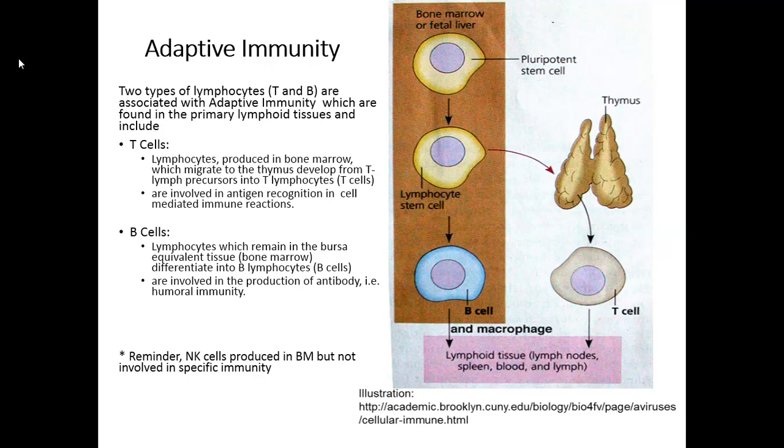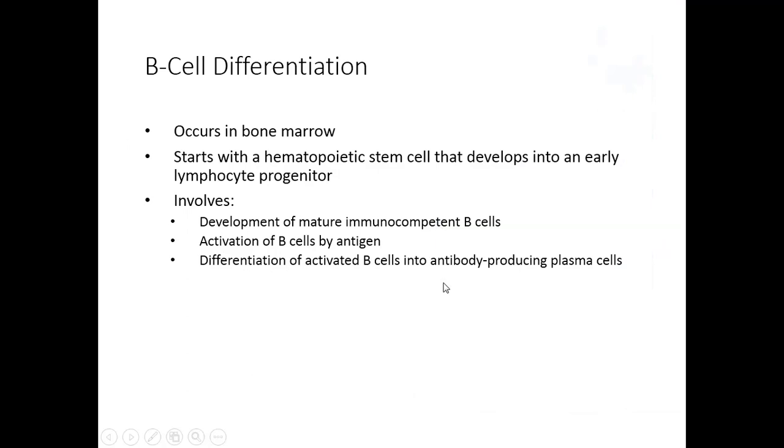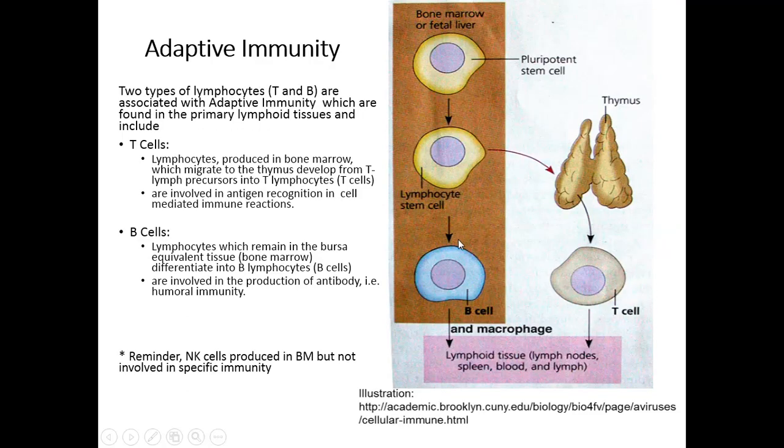This slide is just a quick review of what we saw the other day, and we're looking at this portion of it, the B cells. B cells are the lymphocytes that remain in the bursa equivalent of the bone marrow that are going to differentiate into B cells. So in the bone marrow, pluripotential or hematopoietic stem cells develop into the common lymphoid precursor, which develops into B cells. Remember, in the bone marrow we can also look at natural killer cells, but we're not talking about that today. Why? That's specific immunity, right?